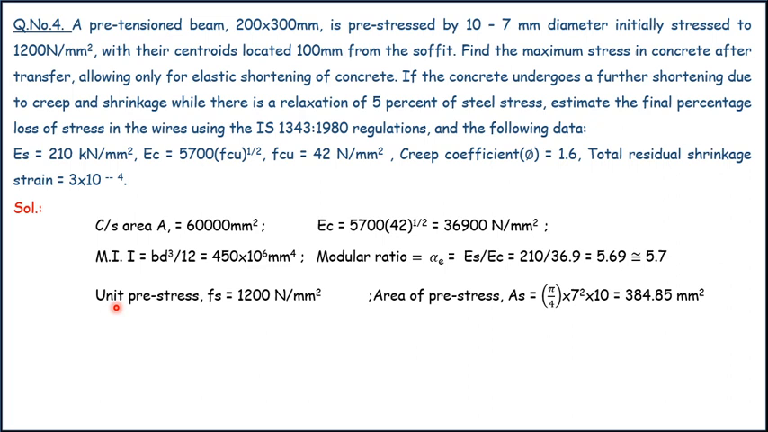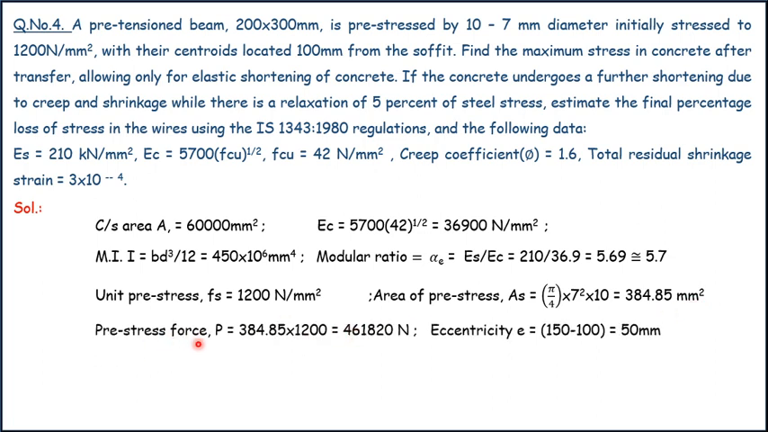Now finding the unit pre-stress, which is given in the question, Fs as 1200 Newton per mm square. Area of pre-stress As is pi by 4 into 7 squared into 10 numbers, which comes out to be 384.85 mm square. Pre-stress force capital P, the total force, is 384.85 into 1200, which is equal to 461,820 newtons. Eccentricity e is equal to how much now? So eccentricity e is equal to this.